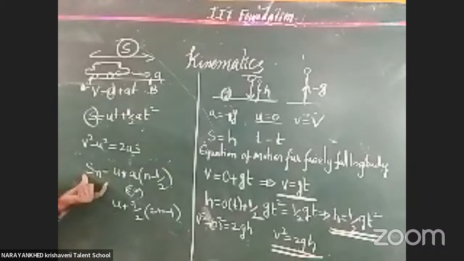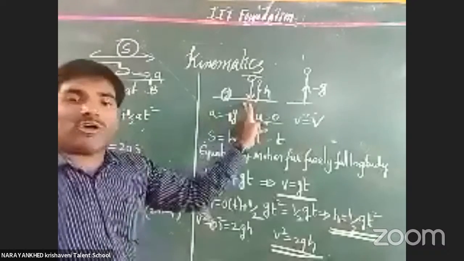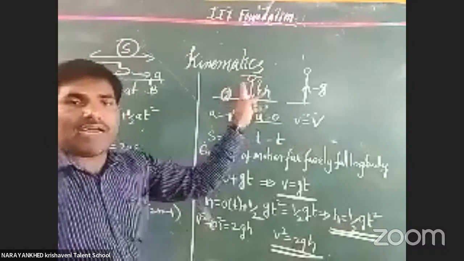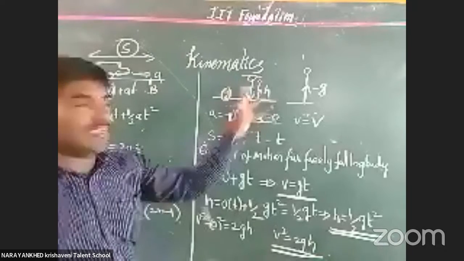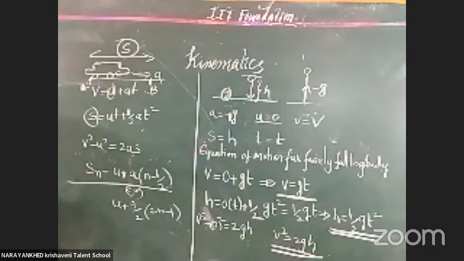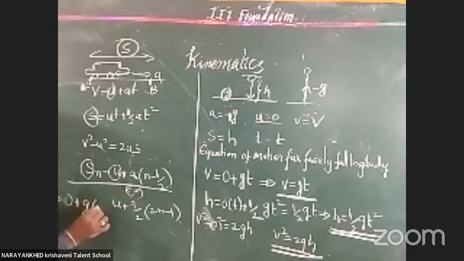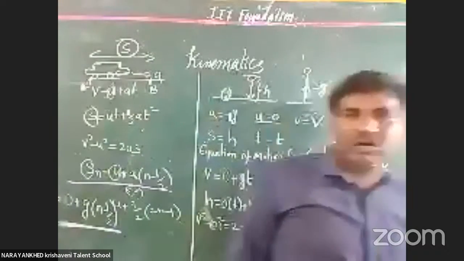Suppose you want to find out the height of a body at the nth second. Suppose the traveling path is totally 8 seconds, and we want the height of the body at the 7th second. At that time you use this formula. In the place of s we write h. h n is equal to what? u is 0. Then what is the a here? g. And n is not changed: g into (n minus 1) by 2. These are the equations of motion. I hope you got it, all the students.